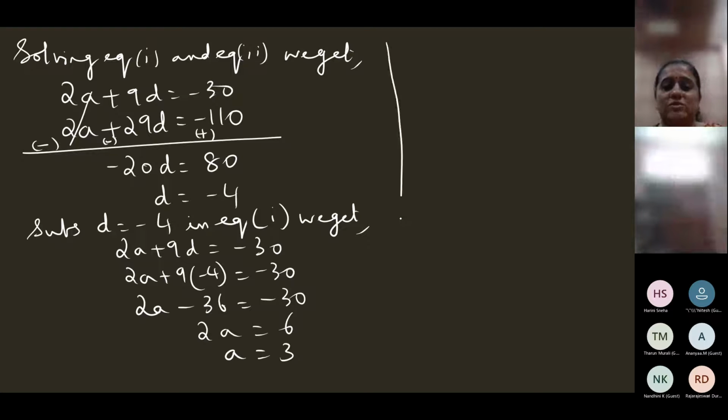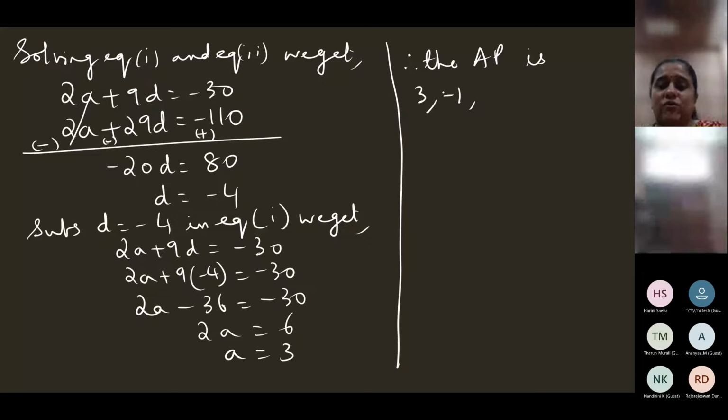Very good. So now let's generate the AP. Therefore, the AP is the first term 3, then 3 minus 4, minus 1, minus 1 minus 4, minus 5, minus 5 minus 4, minus 9, and so on.